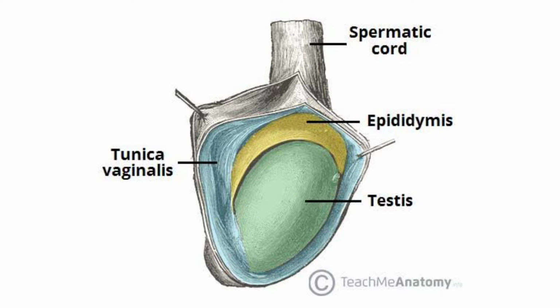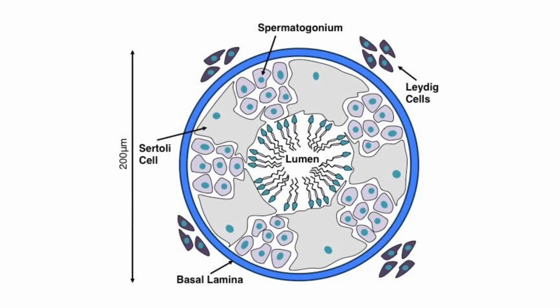The testis is covered by a serous membrane, because serum means a lubricating or watery part, and that's why it is called a serous membrane. This covering is called the tunica vaginalis. Inside the testis some important cells are present, like Sertoli cells, Leydig cells, and germ cells. We will look at them one by one.